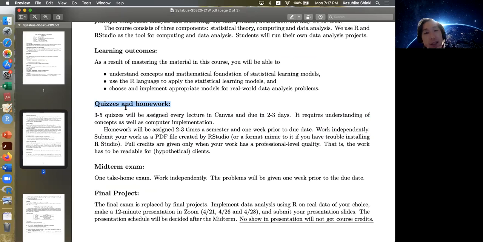It requires understanding of concepts, but sometimes you also need computer implementation. I sometimes ask you to run some R code and report the outcome. So it's not as simple as just multiple choice questions. You really have to do some work. This is the main component of the daily assignment. Homework will be assigned maybe twice or 3 times a semester, and you have 1 week to do that.